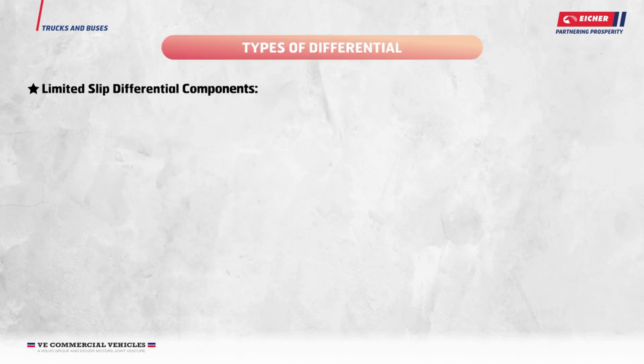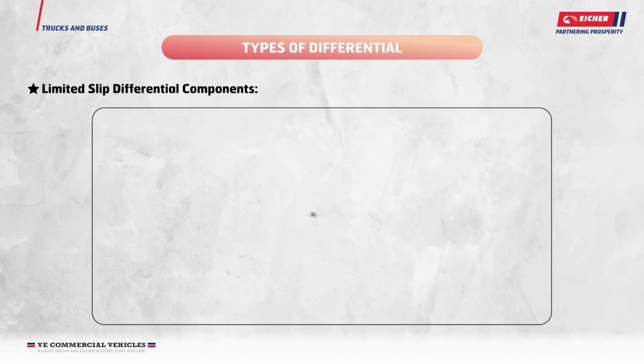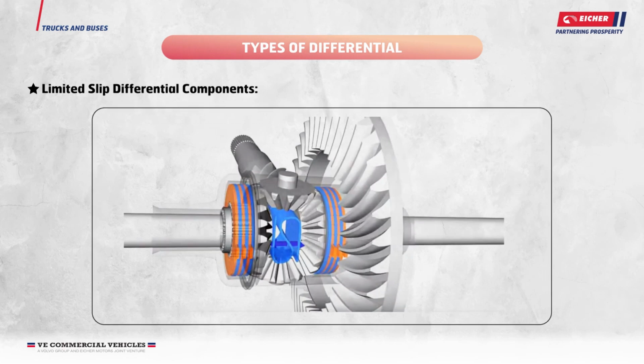Limited slip differential components. This type of limited slip differential has all of the same components as an open differential, but it adds a spring pack and a set of clutches. Spring pack: the preload spring applies initial force to the clutch packs but still allows enough slippage in the clutch pack for normal differential operation.